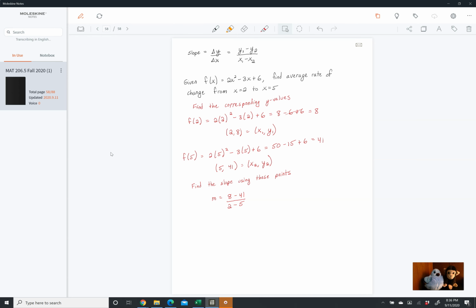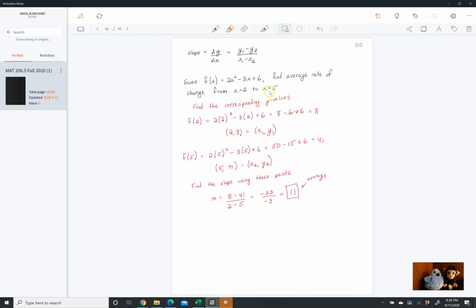And now we just simplify. 8 minus 41 gives us negative 33. 2 minus 5 is negative 3. And this simplifies to 11. That's our average rate of change, okay? Specifically for x equals 2 to x equals 5.